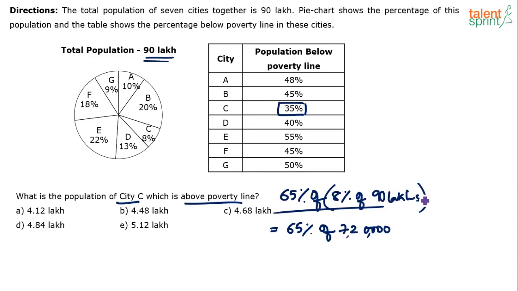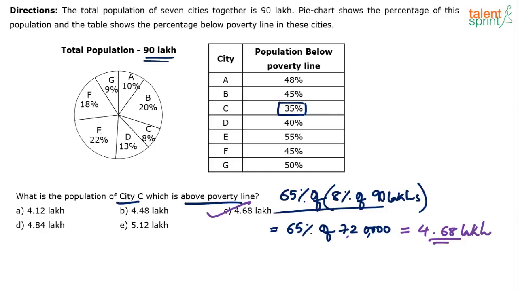10% is 9 lakhs. 2% is 1,80,000. So 7,20,000. 65% of 7,20,000. So 50% plus 10% plus 5%. So 3,60,000 plus 72,000 plus 36,000. 72,000 and 36,000 is 1,08,000. 3,60,000 plus 1,08,000 is 4.68 lakhs. 4,68,000. Option C.